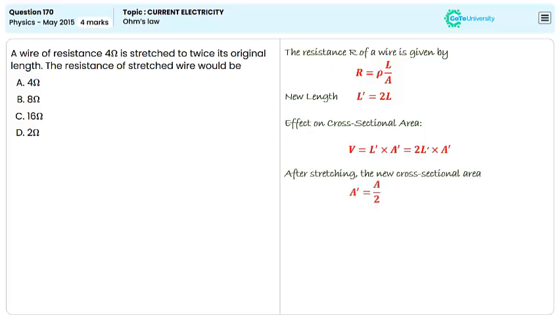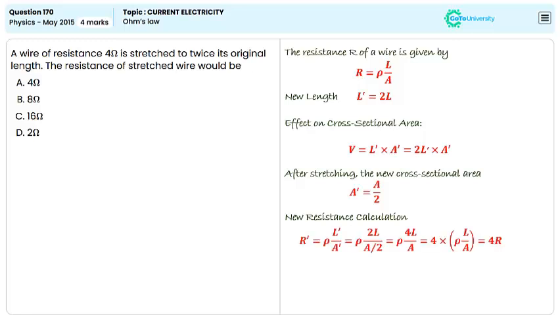Substituting the new length and new cross-sectional area into the resistance formula, we get R dash is equal to rho L dash by A dash, which is equal to rho into 2L by A by 2, which is equal to 4R.